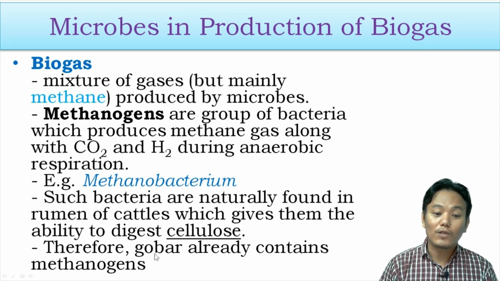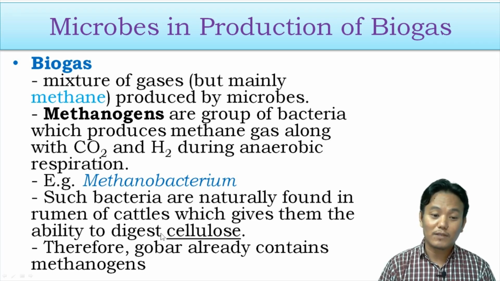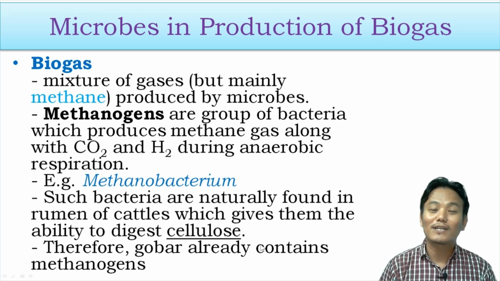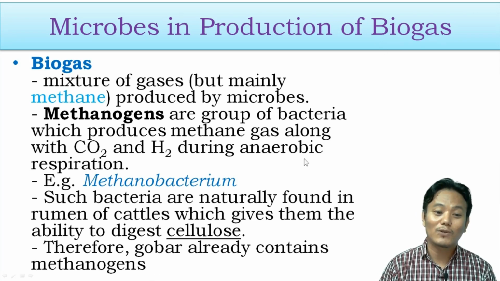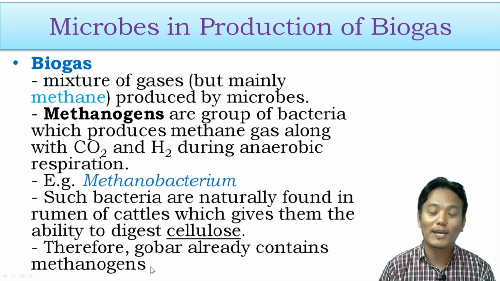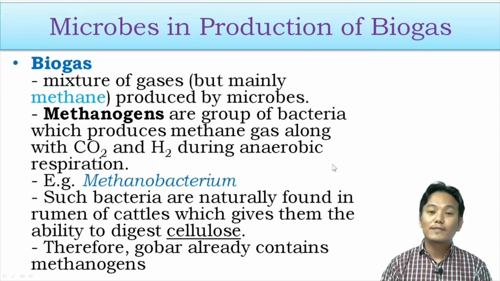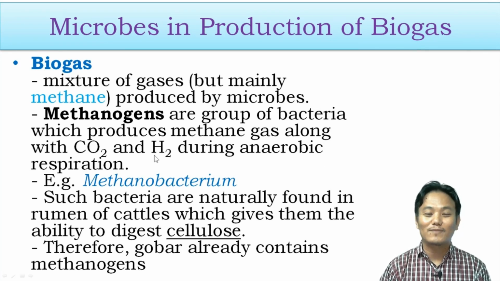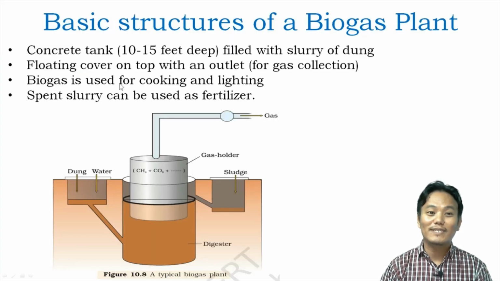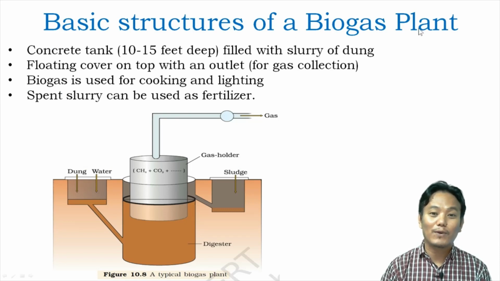So therefore, the gobar or the cow dung released by the cattle already contains methanogens. So in the production of biogas by humans, we use gobar. Therefore, it is also called gobar gas. Now let us see how we can produce biogas or gobar gas with the help of these microorganisms. In order to do that, we need to understand the basic structures of a biogas plant.